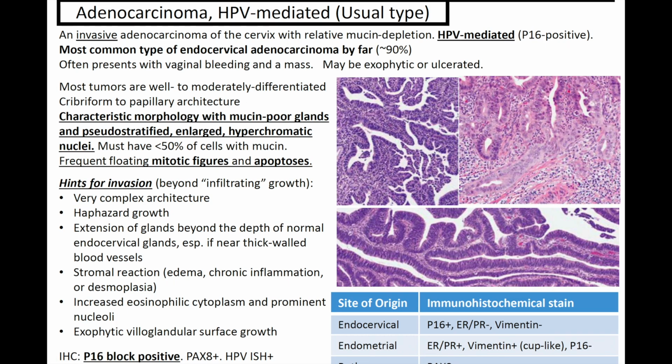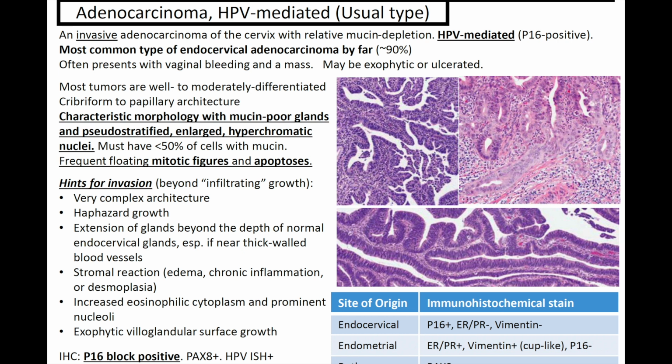So you can also have adenocarcinoma, HPV-mediated, usual type. So this is an invasive adenocarcinoma of the cervix with relative mucin depletion, and it is HPV-mediated, so it's going to be P16 positive, and the most common type of endocervical adenocarcinoma by far. It often presents with vaginal bleeding and a mass, and it may be exophytic or ulcerated.